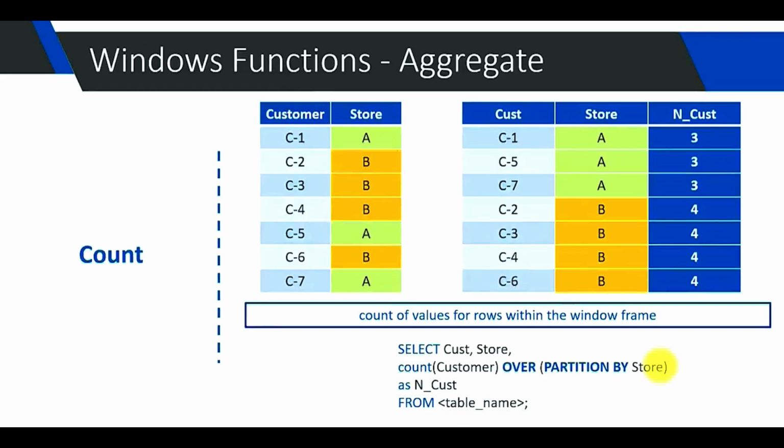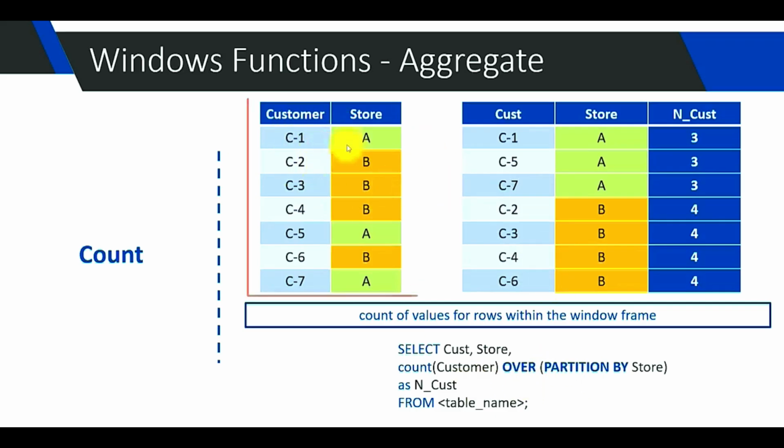Now the next aggregate function is the count function. As the name suggests, count will add a column with the number of rows within a window frame. For example, if we have customer and store and we want a new column which stores the information of how many customers each store has, then we can use count. It is very similar to average, just instead of calculating average, it is calculating the count of rows.